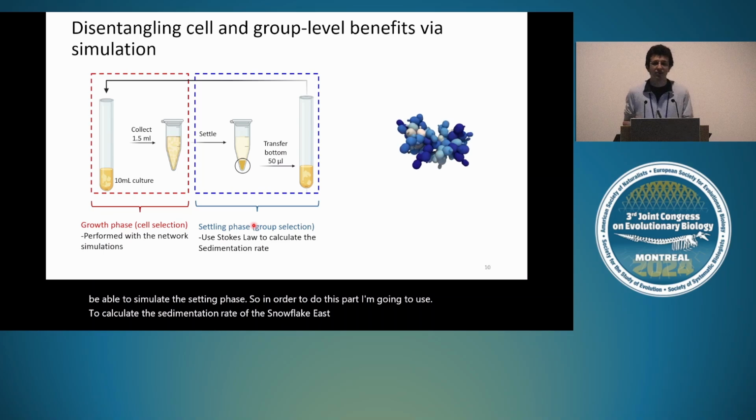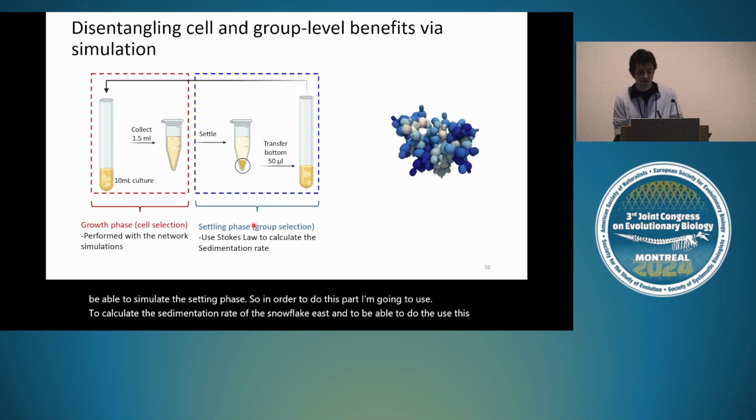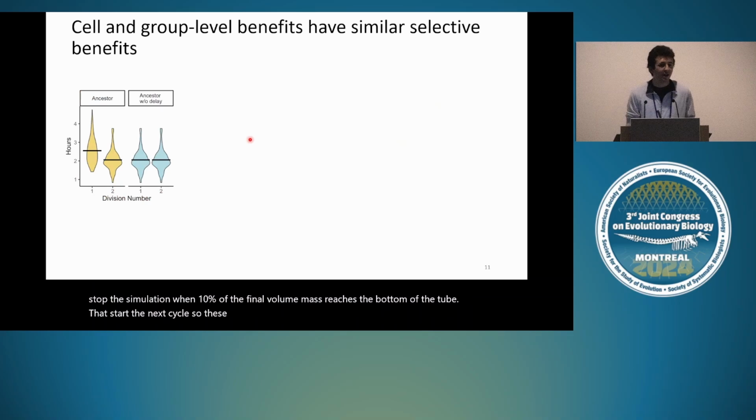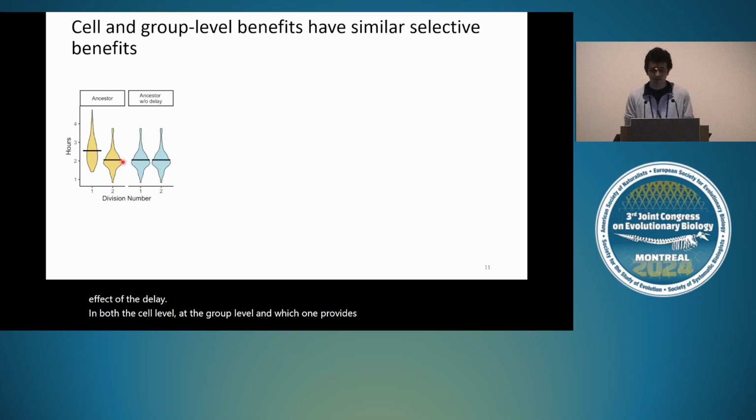And to be able to use this equation, I need to calculate the volume of the clusters. For this, I'm using 3D simulations to get their diameter. And to simulate the settling phase, I sample at random a position where they are going to start, let them settle, and stop the simulation when 10% of the final biomass reaches the bottom of the tube, and with that, start the next cycle. So with these simulations, I can do a competition assay to test the effect of the delay at both the cell level and the group level, and which one provides a higher selective benefit.